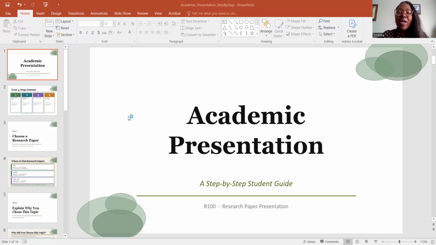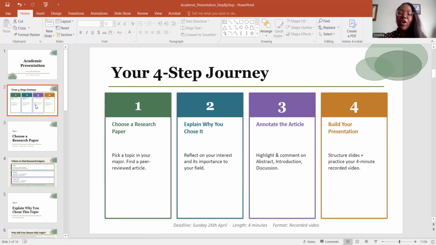So for Reading 100 as the term project, you are going to do an academic presentation. Okay, and you're wondering, what does that presentation include? Well, there are 4 steps in this presentation. 1, you have to choose a research paper. 2, you explain why you chose it. 3, you're going to annotate the article. And 4, you're going to build your presentation. Okay? It's not that hard. So I'm going to walk you through it.